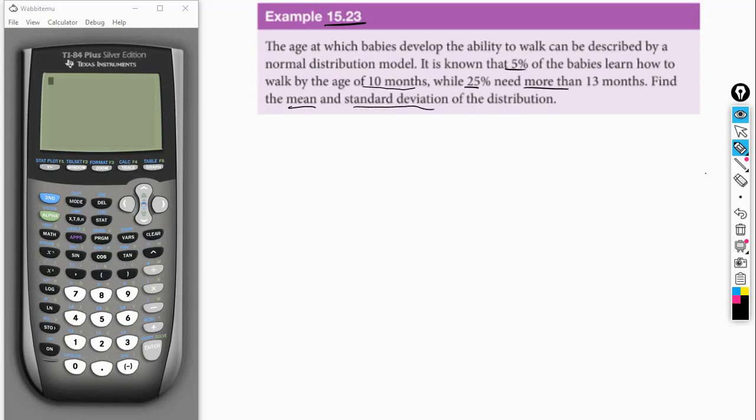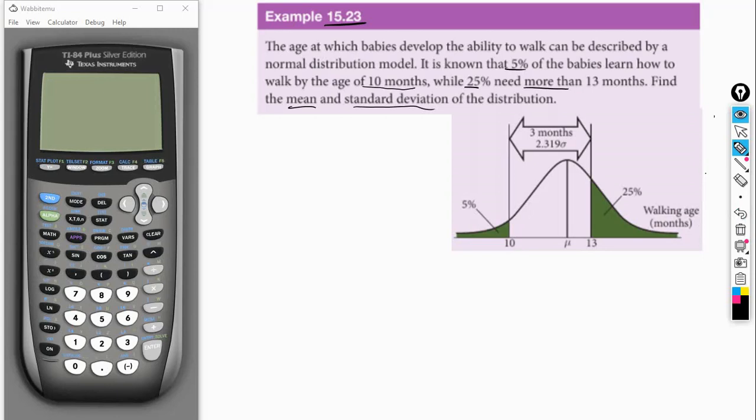So, in this case, you have to be careful here with the wording of the problem. To clarify this, I'm going to show you a graph representing the situation. So notice that this area on the left-hand side is the 10 months that 5% of the babies require to learn how to walk. And the 25% is over the 13 months. So notice that if we look at this backwards, this is going to be 75%. So in other words, 75% of the babies need at least 13 months.